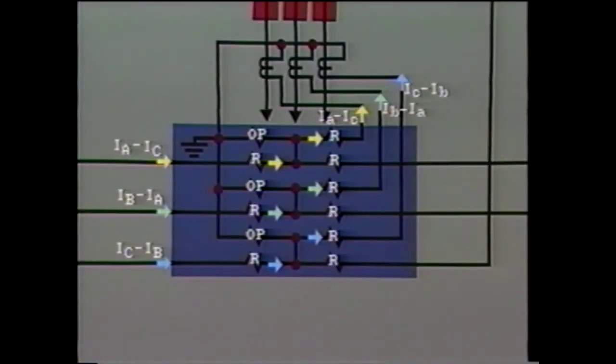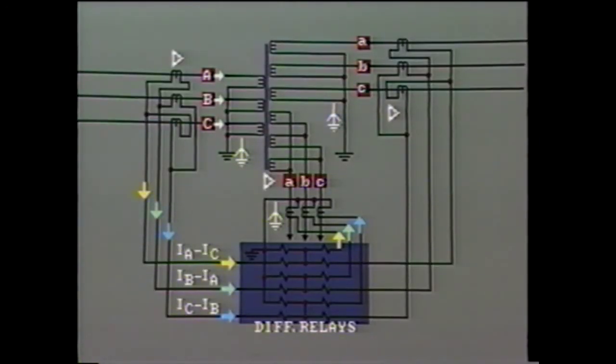Now let's look at the current flow in the restraint coils. The secondary current IA minus IC, the yellow arrow, enters this differential relay phase A. The current leaving this phase A restraint winding is also IA minus IC. Remember, the current in the other restraint coil is zero. Therefore, the current passing through the relay operating coil must be zero. This is correct. The differential relays B and C have similar currents, and the current in their operating coils is also zero.